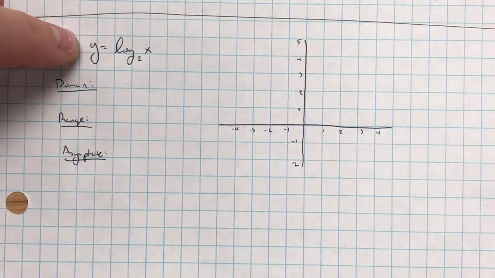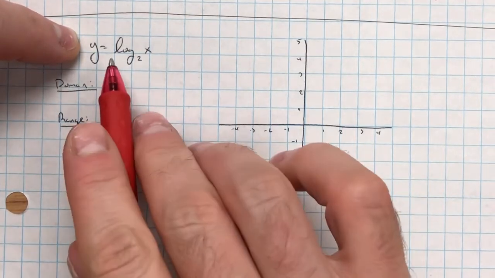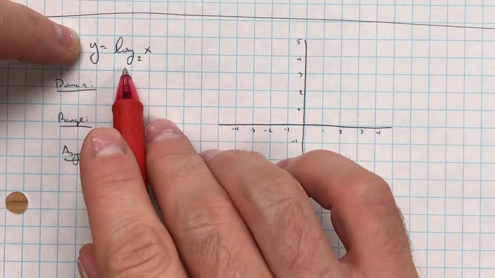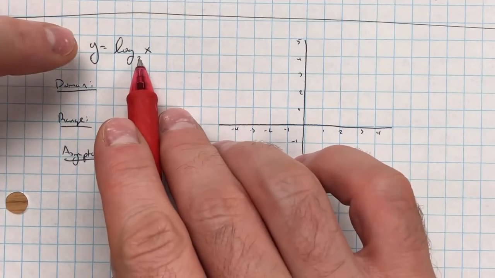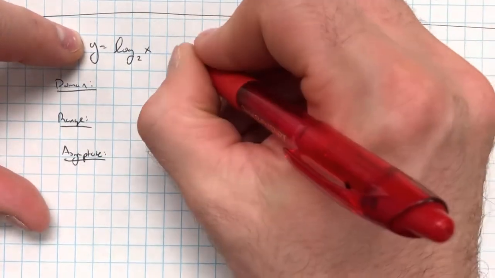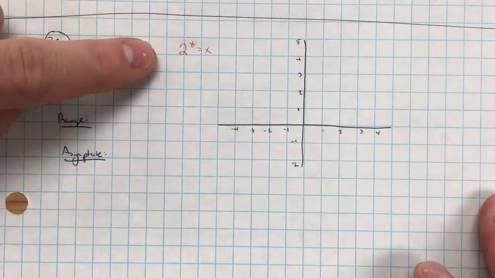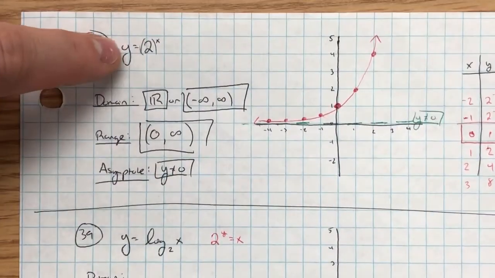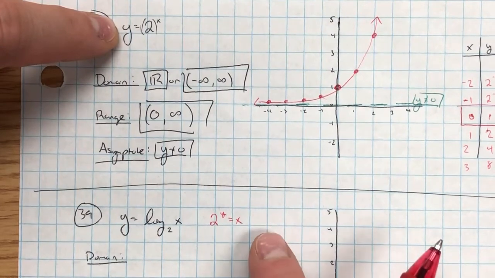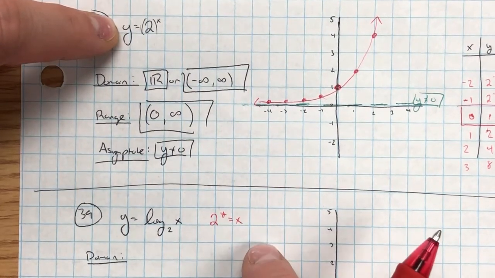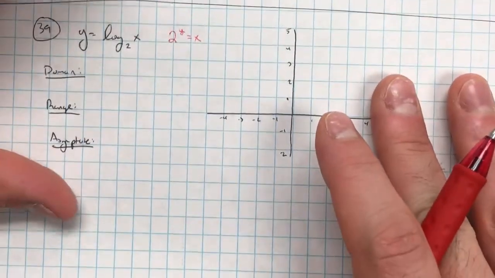We know that the logarithm is the inverse of an exponential. If I rewrite this logarithm as an exponential function, I know it's going to be 2 to the power of y equals x. So 2 to the power of y equals x, which is very similar to our previous function. It literally is just swapped with the x and the y. That is why a logarithm is the inverse of an exponential.